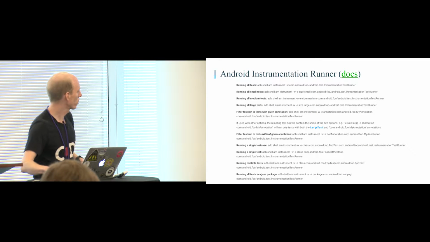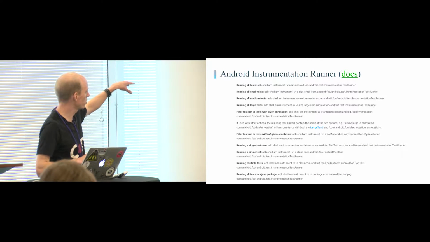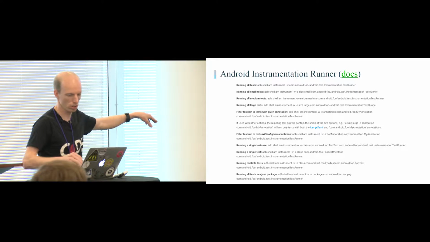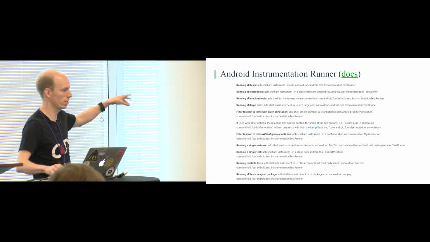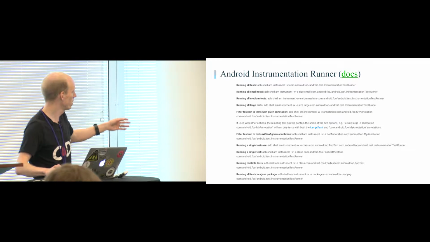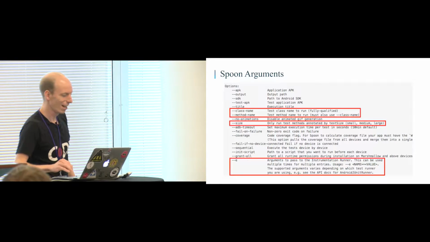And then just for completeness, this is the documentation, what it looks like. If you browse for the Android instrumentation runner docs, I've already pulled them out for you into a table, but it's really useful when you find this.